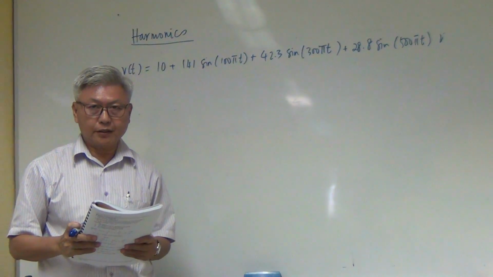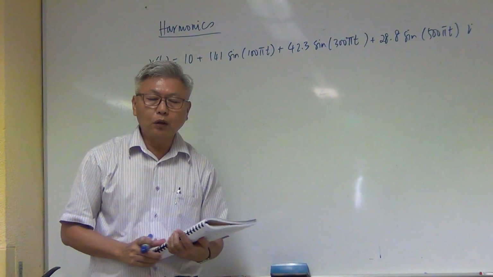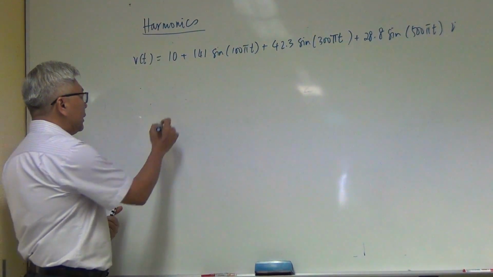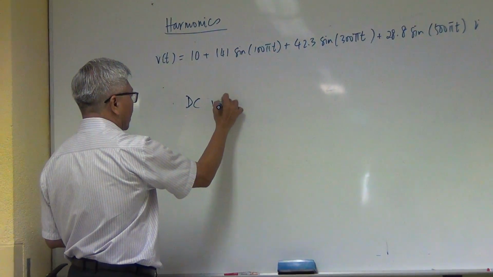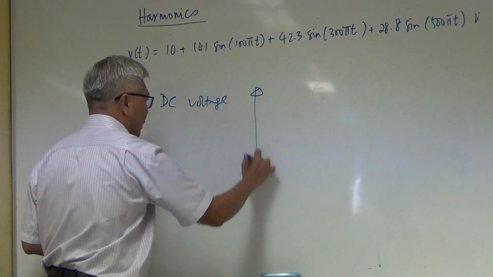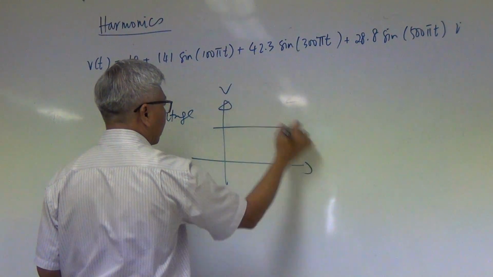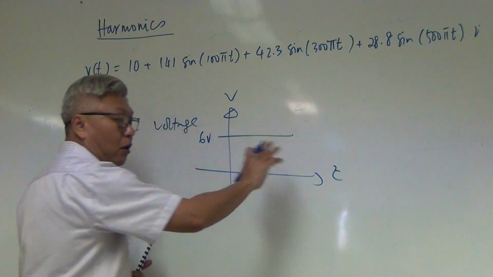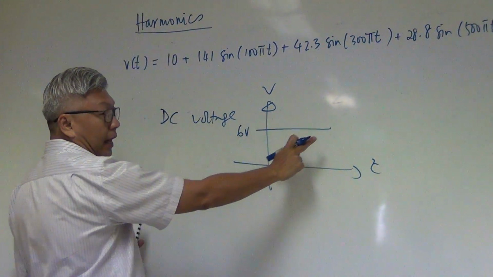Topic called harmonics. Now, if you still recall, what is a DC voltage? If it's a DC voltage, it means it's constant all the time. If I say here it is 6 volt, that means it's always 6 volt. So this is a DC value.